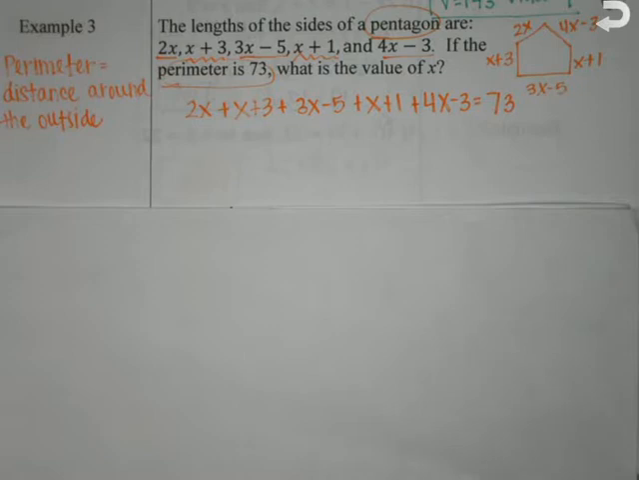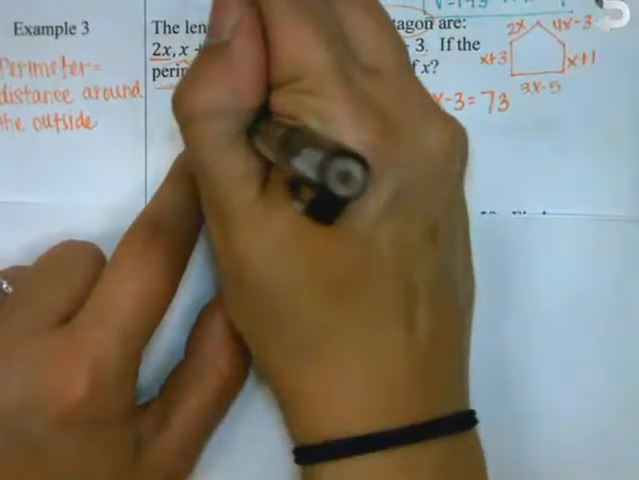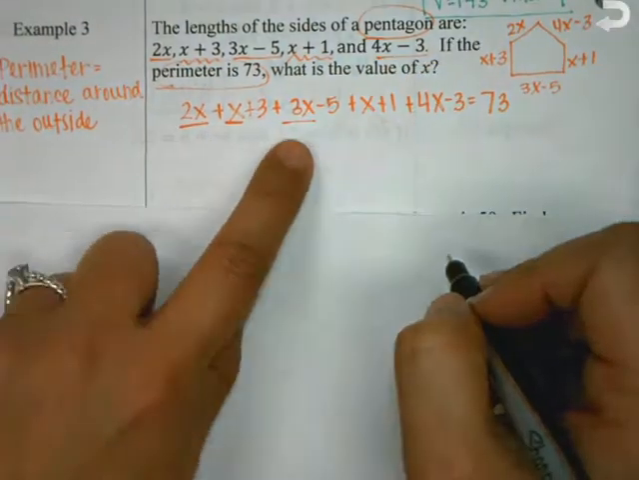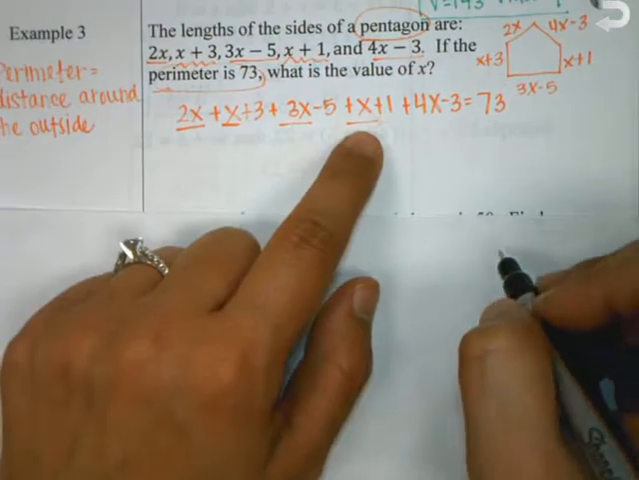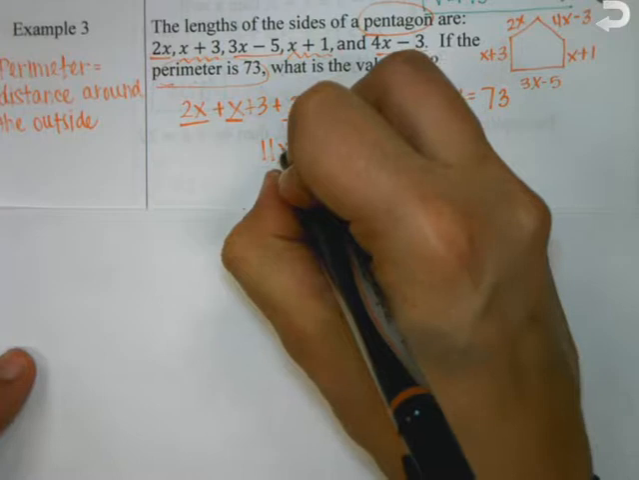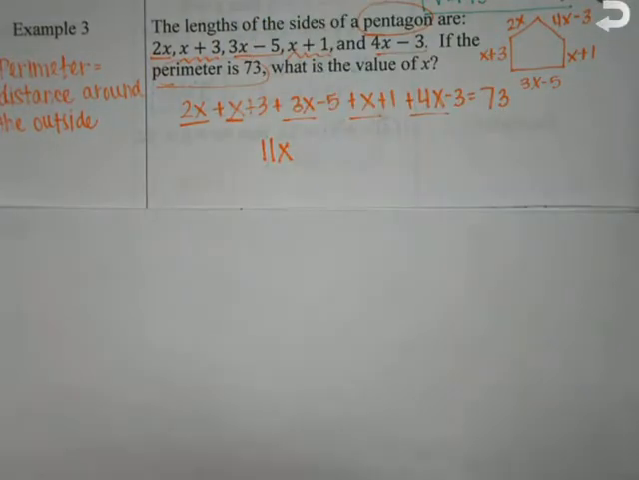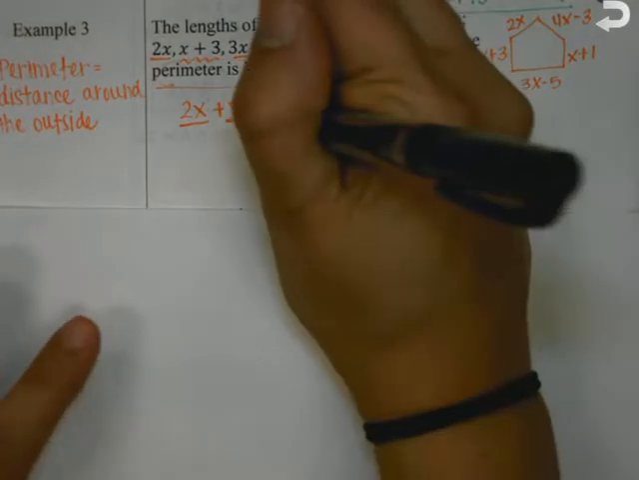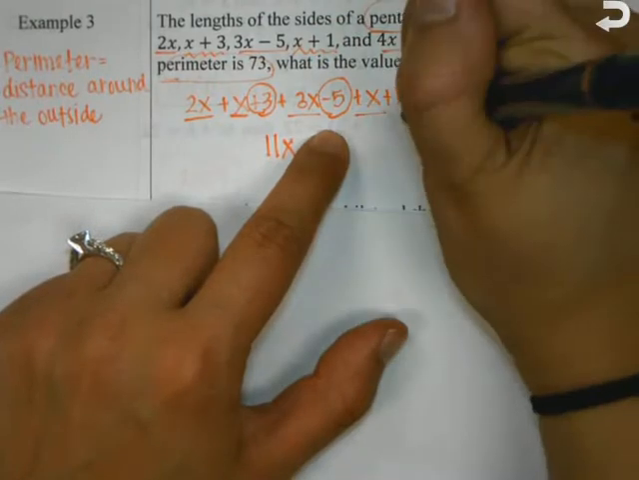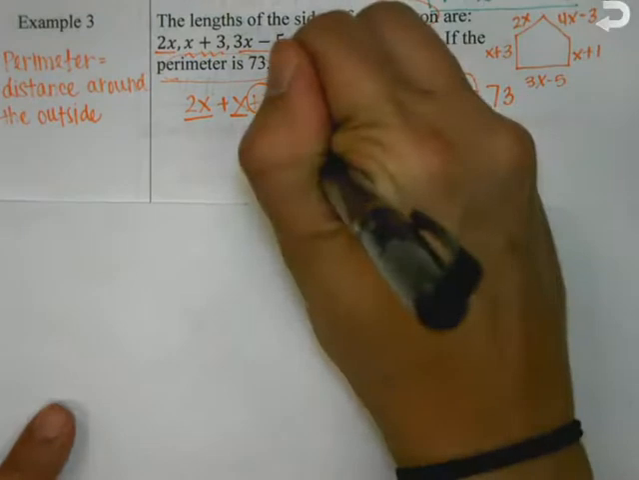So I'm looking at the 2x. 2x plus x gives me what? 3x plus 3x gives me 6x plus 1x, 7x plus 4x, 11x. If you have to do scratch work, just go ahead and do it on the side. Okay, but all my x's add up to 11x. Then I have positive 3 minus 5. What's that give me? Negative 2. Negative 2 plus 1? Negative 1. And negative 1 minus 3? Very good. Negative 4 equals 73. So all I did in the second step was combine like terms.